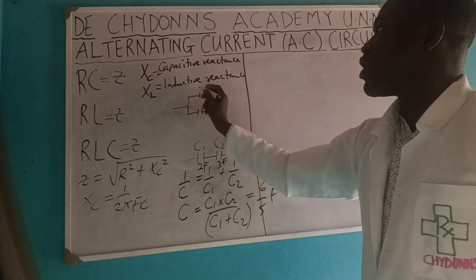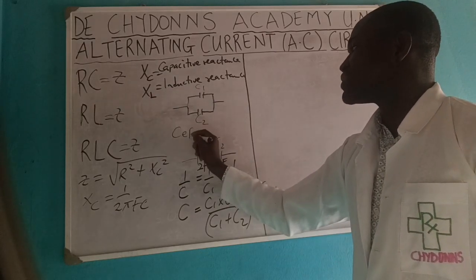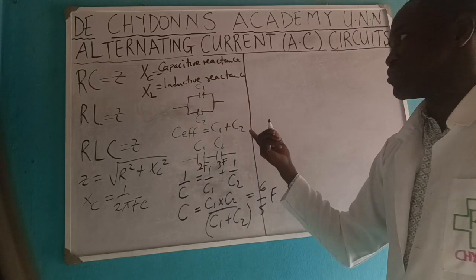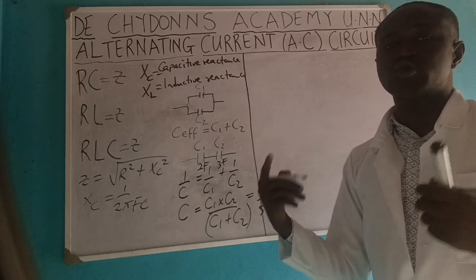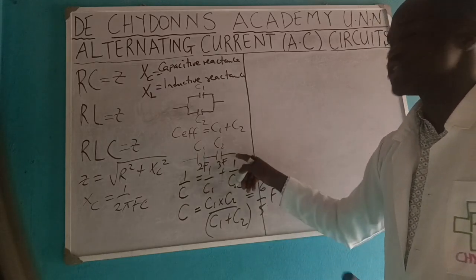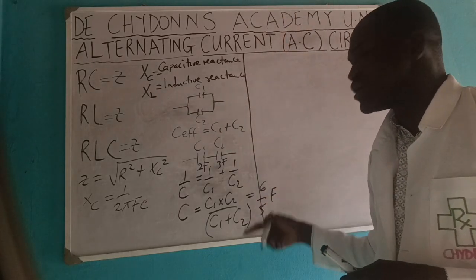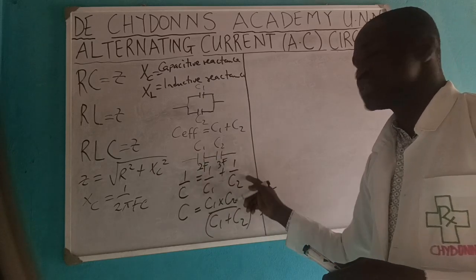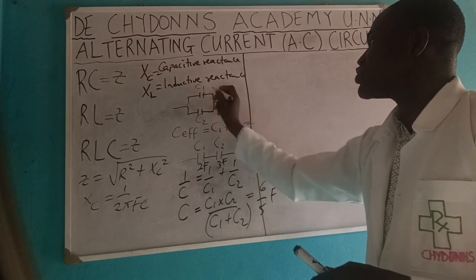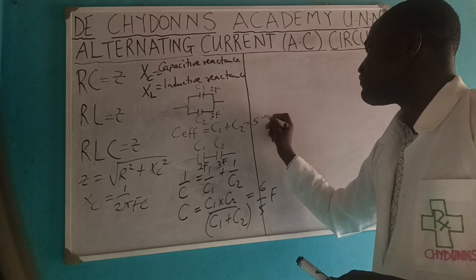are you getting it? We'll call here C1 and here C2. When they are in parallel, the effective capacitance of these capacitors will be C1 plus C2. That means it's the opposite of what you see in resistors. Are you getting it? In resistors, we say when they are in series, you add, and when they are in parallel, you get the reciprocal. But in capacitors, it's opposite. When they are in series, you get the reciprocal. When they are in parallel, you just add directly. That means if here is 2 farad and here is 3 farad, we will have 5 farad.